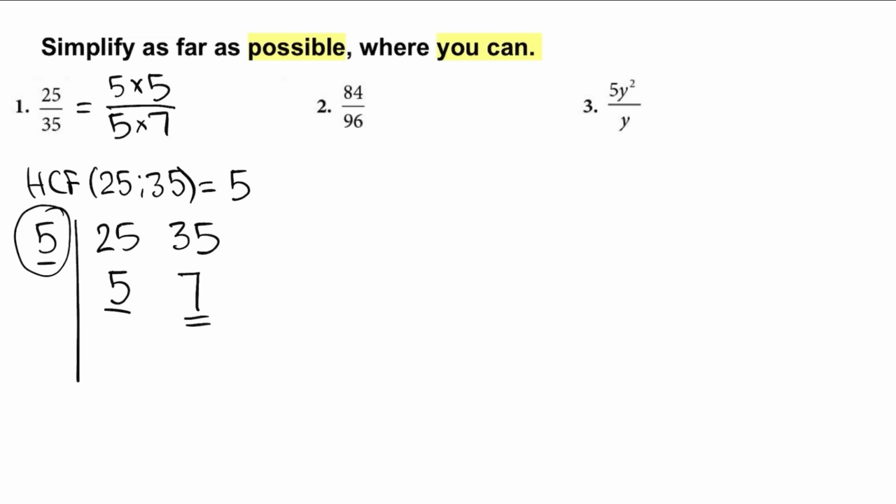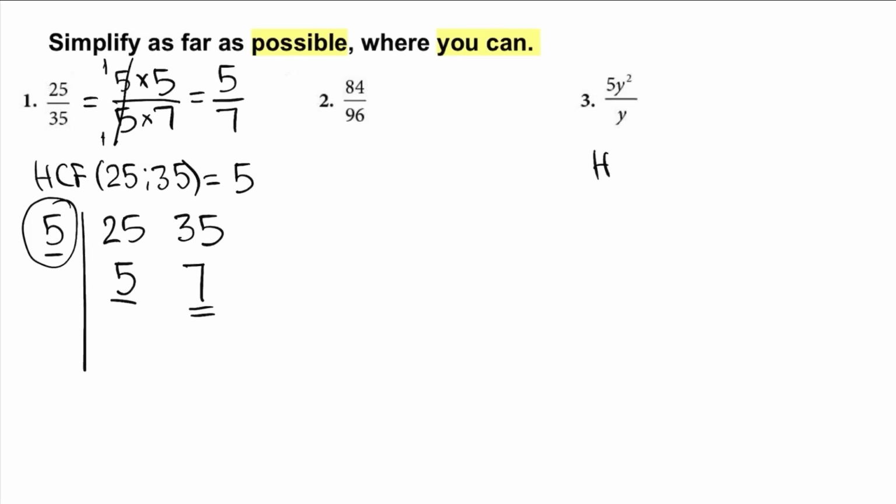Now, as we have multiplication here, we can simplify this and then we get 1 and 1. If you multiply 1 by a number, you will get the number itself. So 1 times 5 equals 5. 1 times 7 equals 7. This is our simplest form. Number 2 is your question.